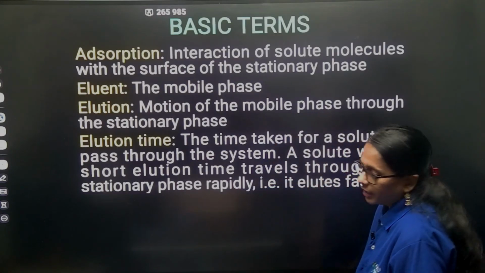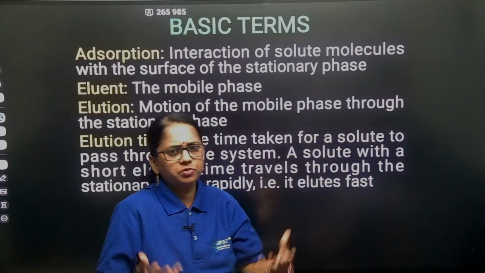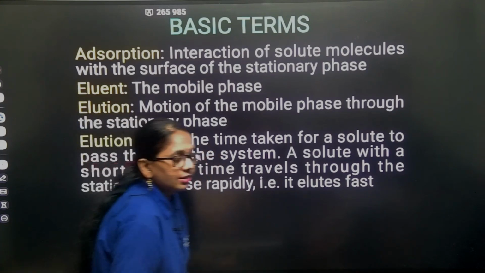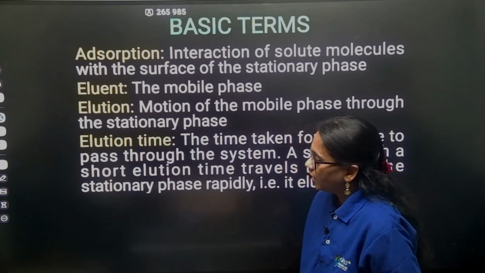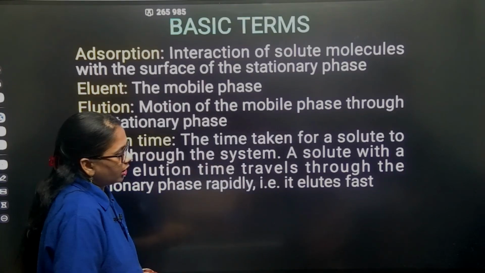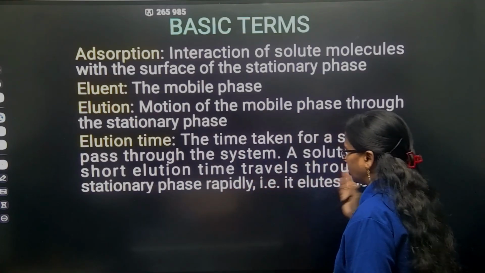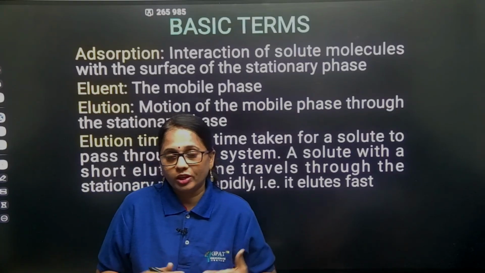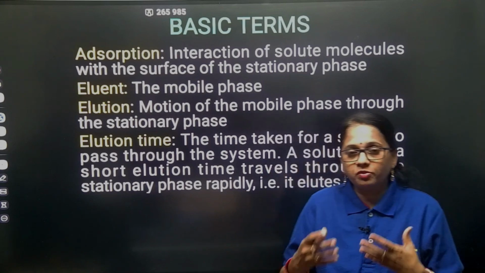What is elution time? The time taken for a solute. Generally, different numbers of solutes are going to be present in a given mixture. Once we set the run time and everything for the elution process, the time taken for the solute particles to pass through that system is called the elution time. So a solute with a short elution time travels through the stationary phase very, very rapidly. That means it leaves the stationary phase very fast. Then we can say the elution time is very less, okay.